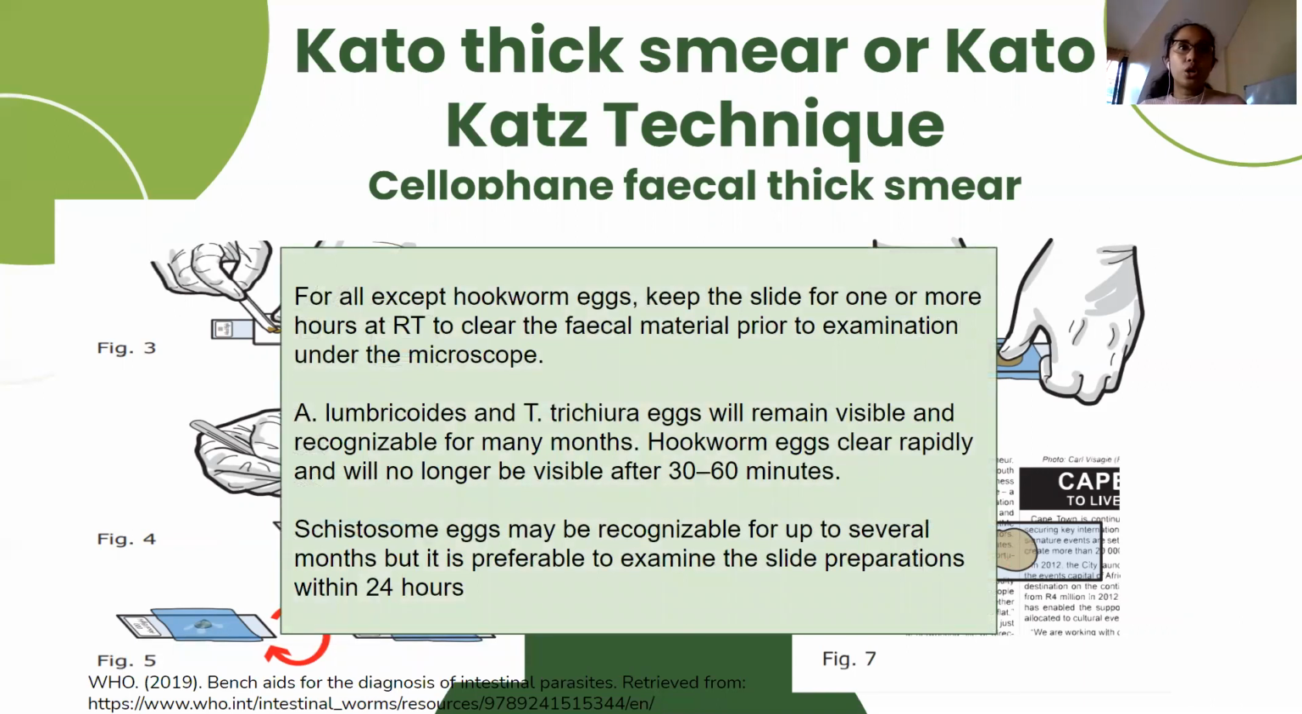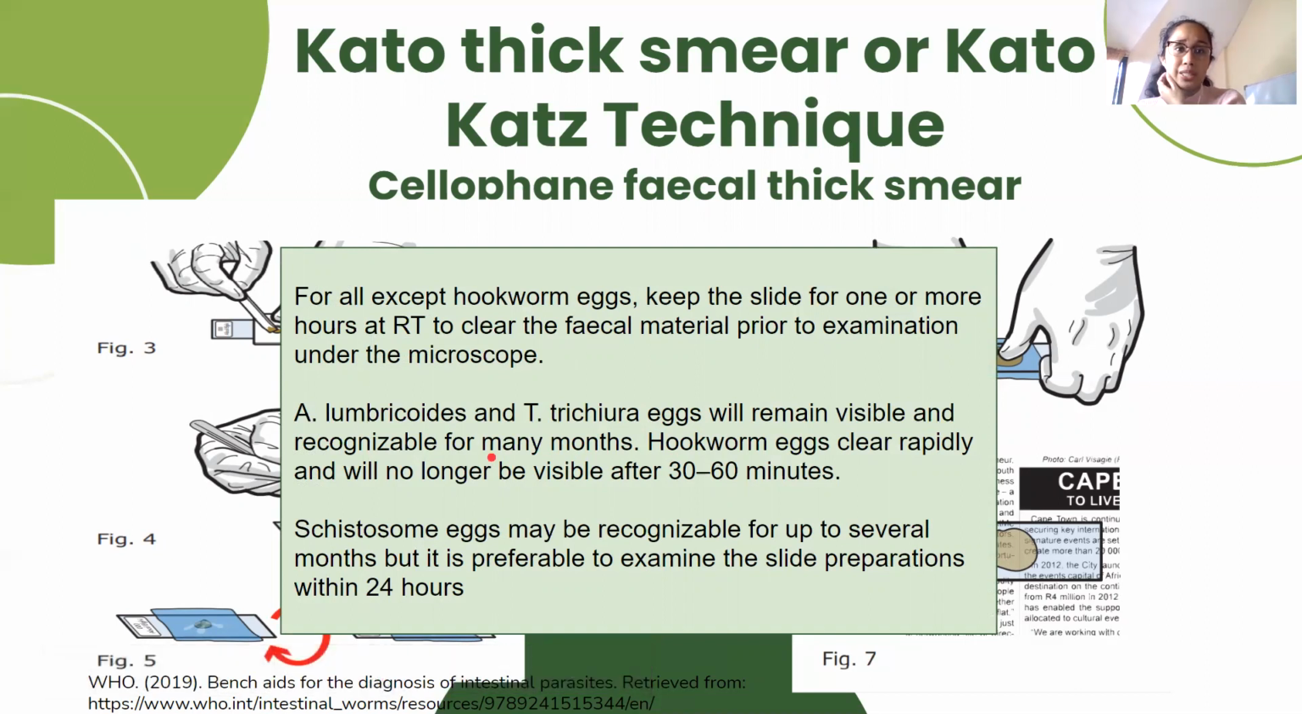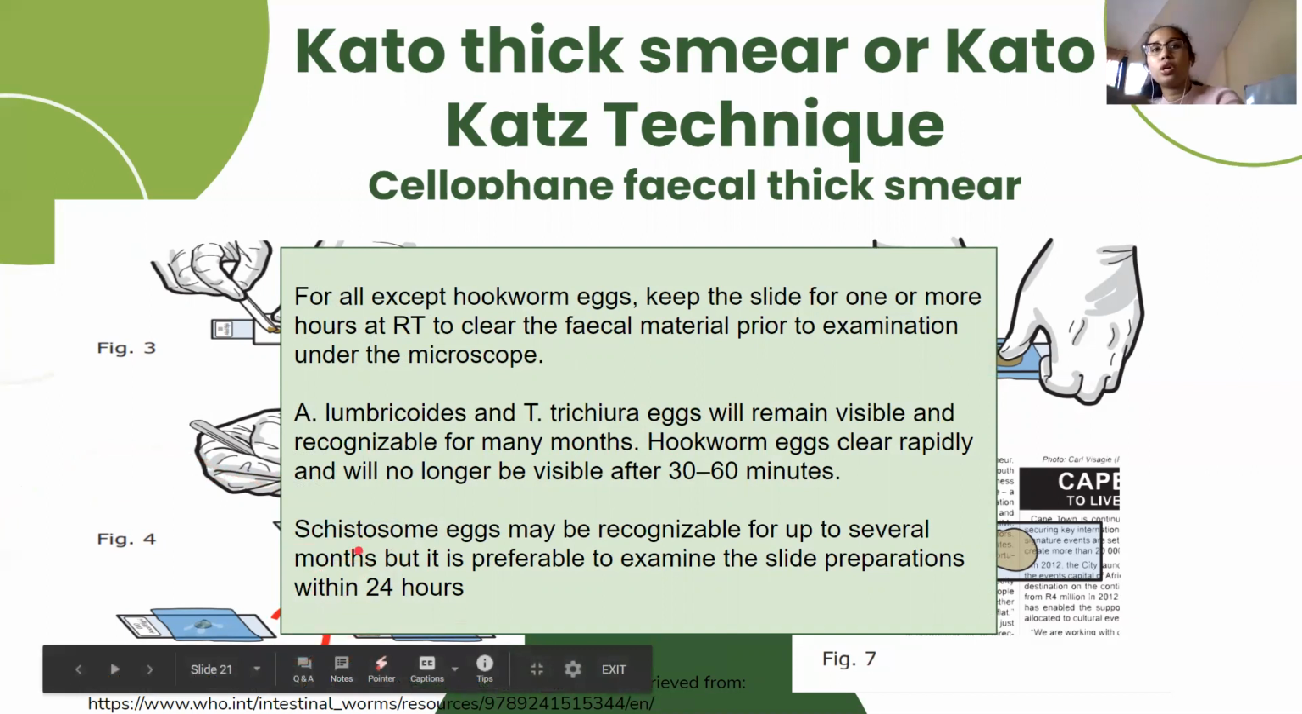Class, with your Kato-Katz thick smear, we have to wait 30 to 60 minutes for clearing time, to remove the fecal debris. However, class, hookworms are cleared rapidly. They die after 30 to 60 minutes. So after making the Kato-Katz smear, you could already scan it for hookworm eggs. What's good is that Ascaris and Trichuris could be recognized for many months. They can last long. And Schistosoma eggs you could screen up to 24 hours.